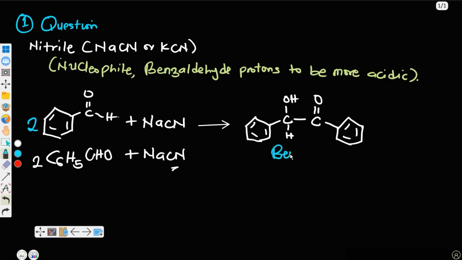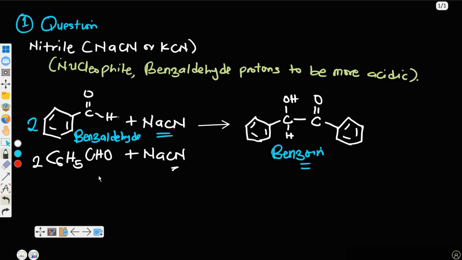Now, this may be another question. They may say, draw the structure of the product formed, which is benzoin. This is benzaldehyde. This is the catalyst. And this is benzoin.